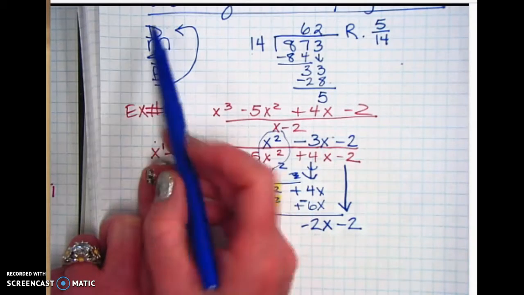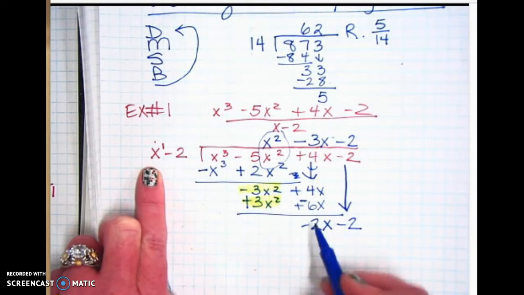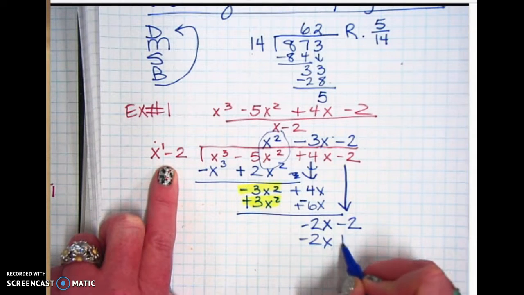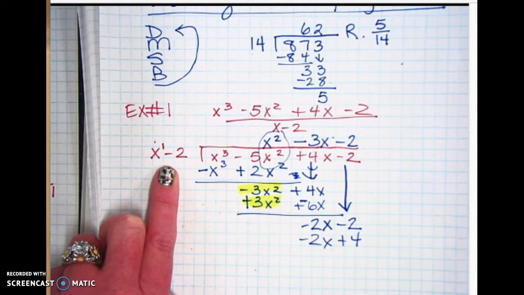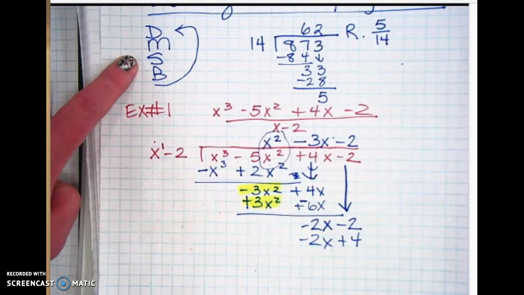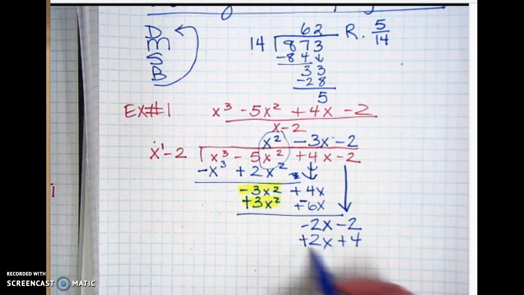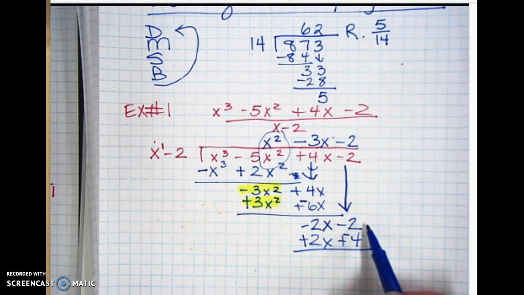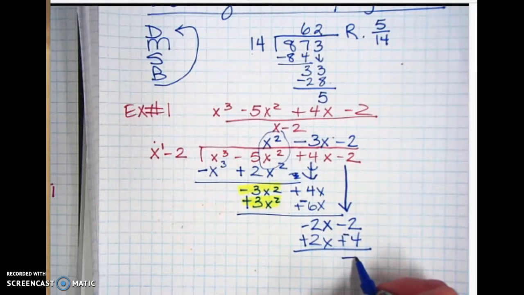So after we divide, we multiply. Negative 2 times x is negative 2x. Negative 2 times negative 2 is plus 4. Next step is subtract. So we change this to plus. We change this to minus. These are opposites. They're going to cancel. Negative 2 plus negative 4 is negative 6.